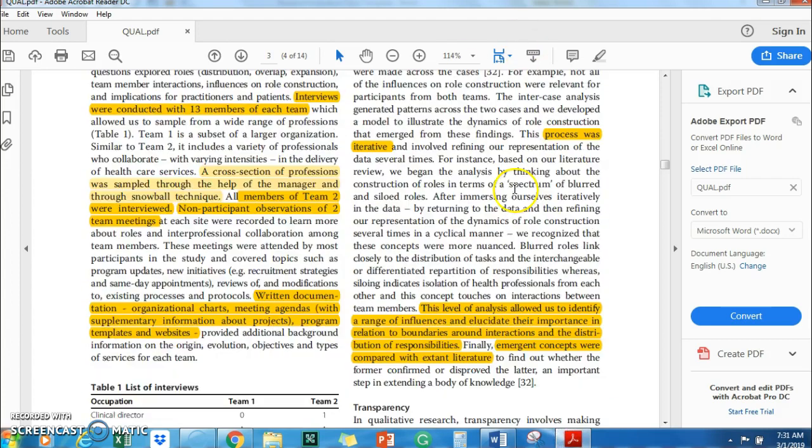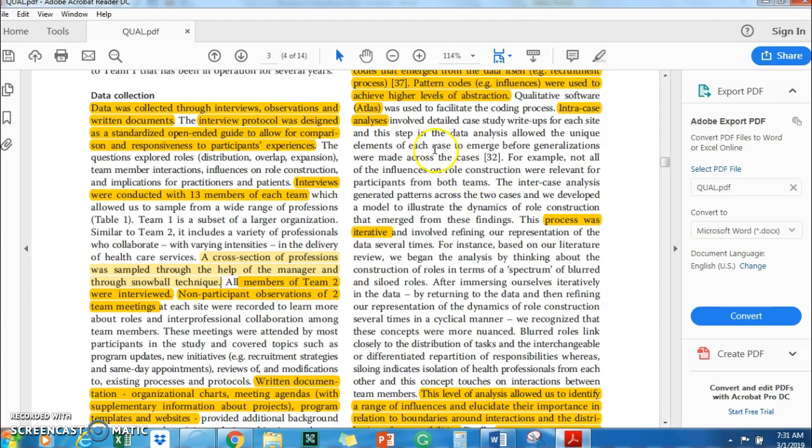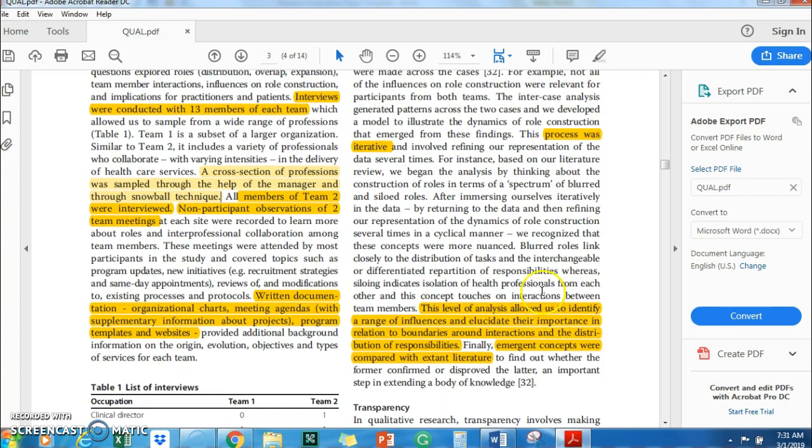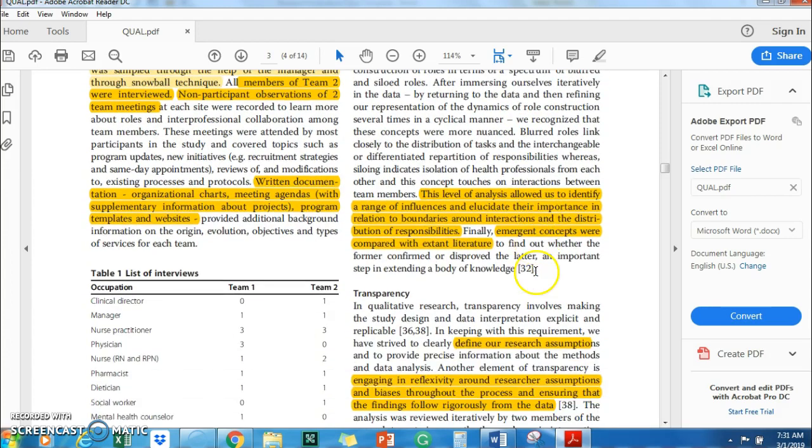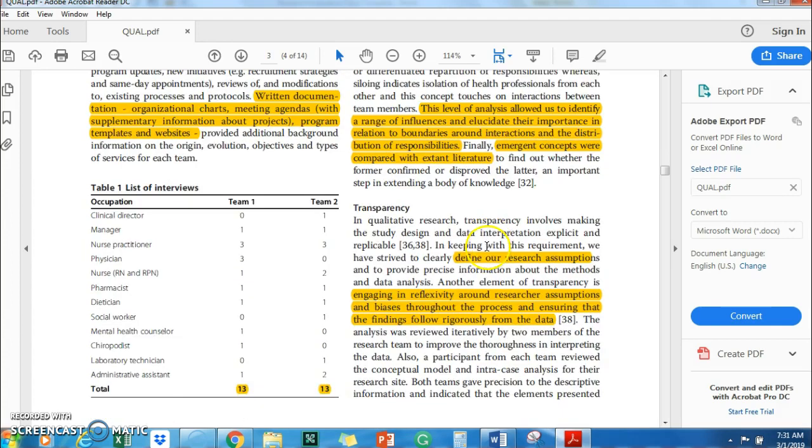So to data analysis, iterative process, important. They talk about how they went through this whole analyses and finding the information. So it was really important. This talks about this: this level of analysis allowed us to identify a range of influence and then expand more on their importance. So I thought they did a nice job.